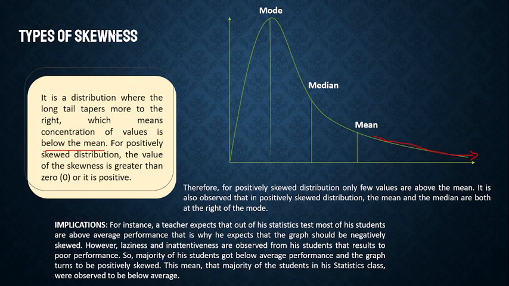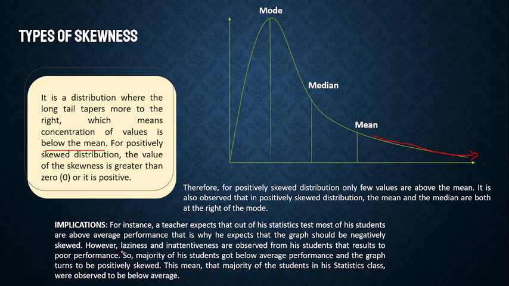For example, a teacher expects that in his statistics test, most of his students are above average performance. That is why he expects that the graph should be negatively skewed. Okay? Pag yung mga scores ng students of his class is above the average, most of the students in his class, pag more than average siya, it means negatively skewed siya.